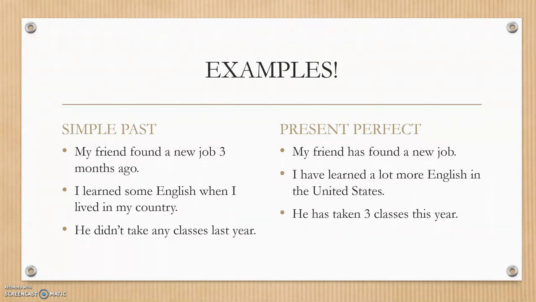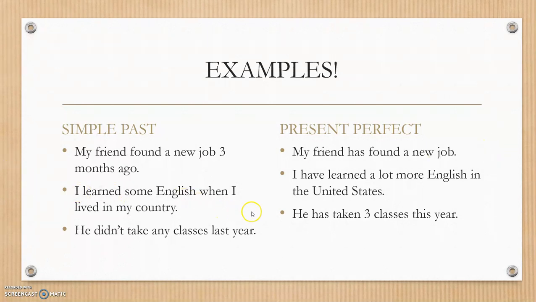Here's some example sentences side by side. Simple past on the left, present perfect on the right. My friend found a new job 3 months ago. Simple past, 3 months ago. My friend has found a new job. There's no time word. What does it mean? Probably recently. But we don't care. The thing we care about is, great, now she has a job.